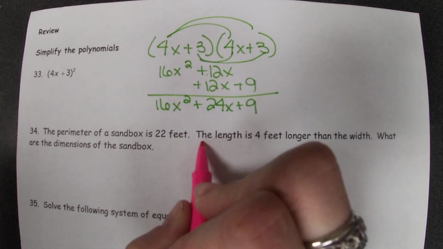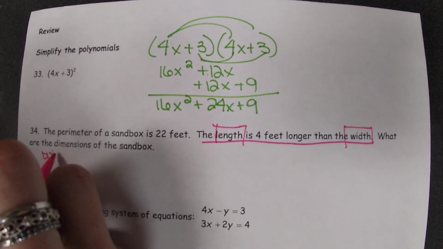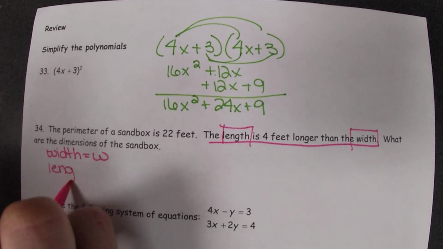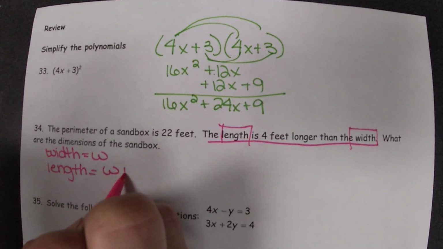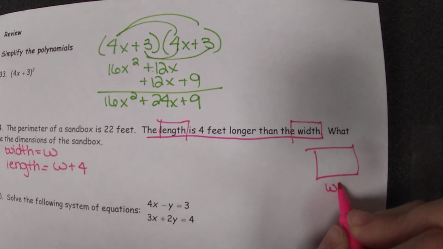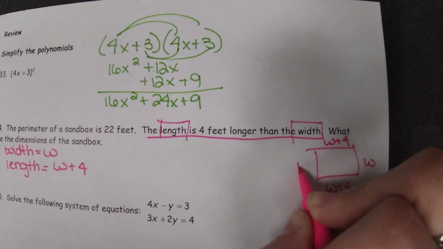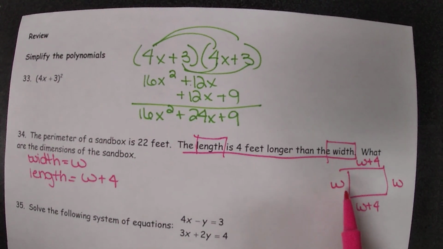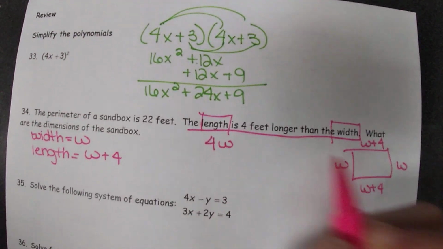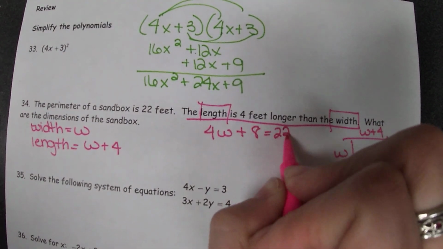Okay, so the length is 4 feet longer than the width. So our width will equal W. Our length will be 4 feet longer, so that's addition, right? So this is now our rectangle. Okay, so perimeter says to add up all the sides. So we have 1, 2, 3, 4 W, plus 4 is 8. Equals 22.